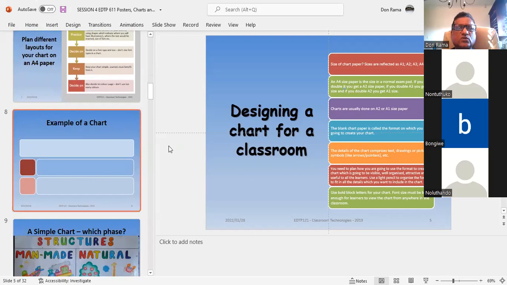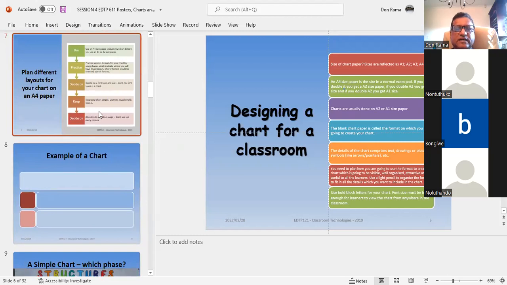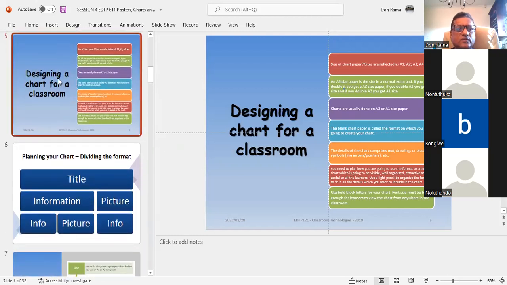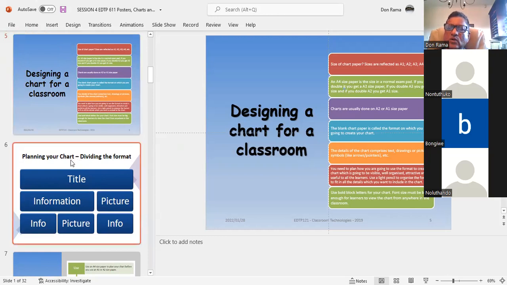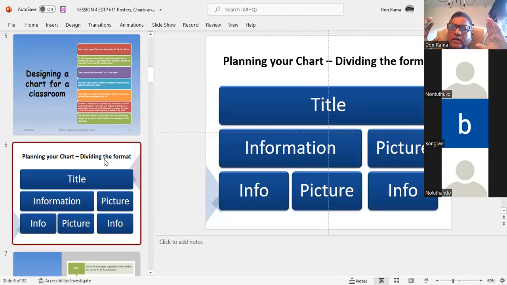where you would decide where to write the title of the chart. All charts must have a title. So every chart or poster must have a title, and these titles are normally written in bold font. You must remember that your chart must be visible to your learners from approximately 5 meters away. They must be able to see what you have written on the chart and what drawings or pictures you have.